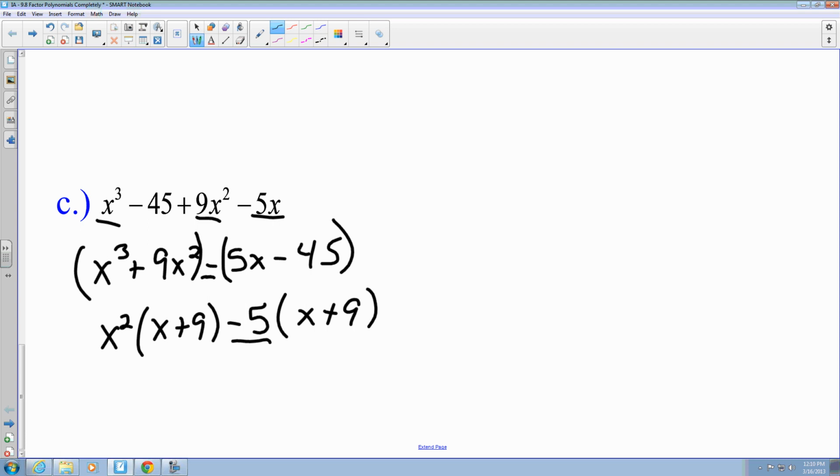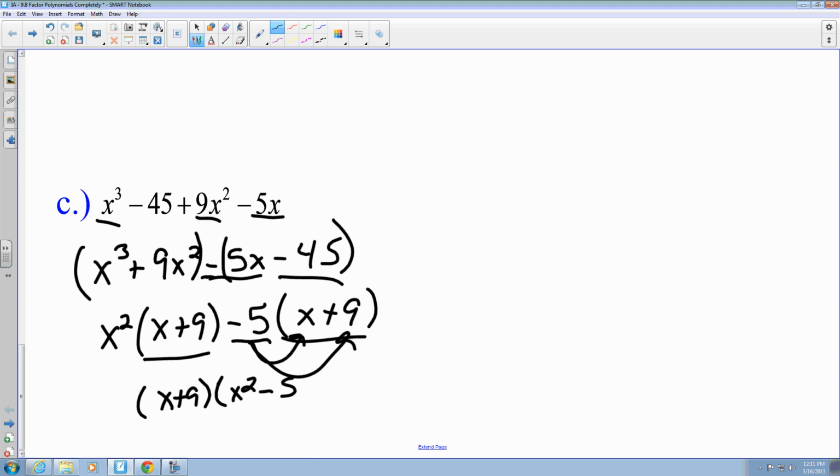Because if I were to distribute this here, I would get the negative 5x, which I would have right there, and negative 5 times 9 would give you the negative 45. So that's why the plus has to be there. And then it also is convenient that I now have common binomials with x plus 9. So now I can go x plus 9 times the quantity x squared minus 5. And that is factored out completely.